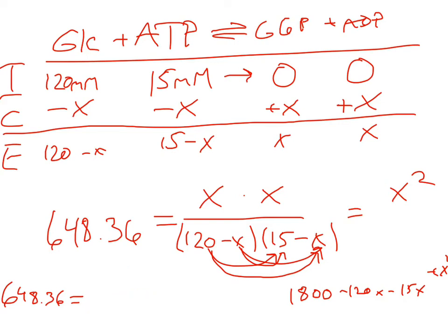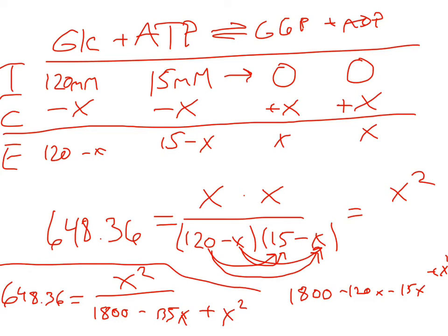I'll just redo that. X squared over 1800 minus 135x plus x squared. Cool. So that is our equality. Now we're trying to solve for x.